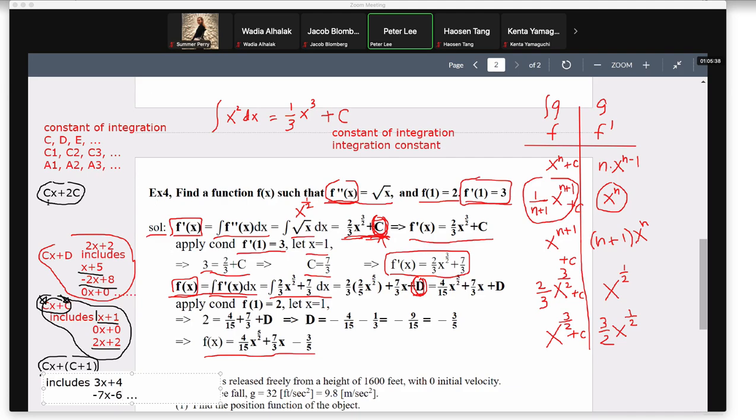So what is this family then? What is CX plus 2C? This family includes CX plus 2C, so it includes X plus 2. It includes minus 3X and then minus 6. It includes these guys. Everybody understand this?